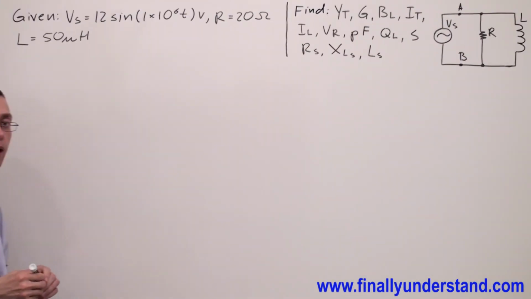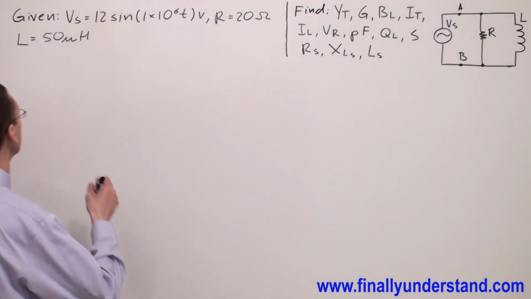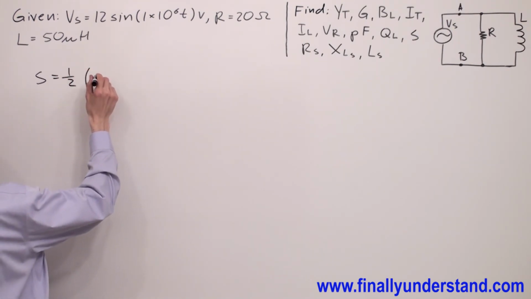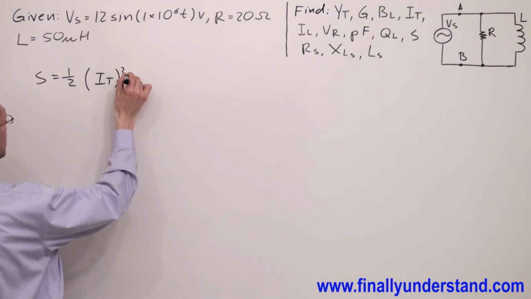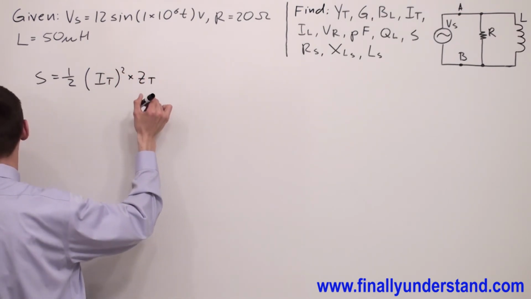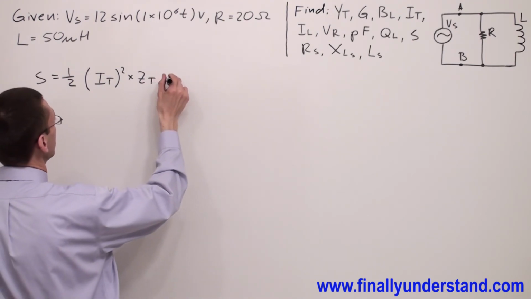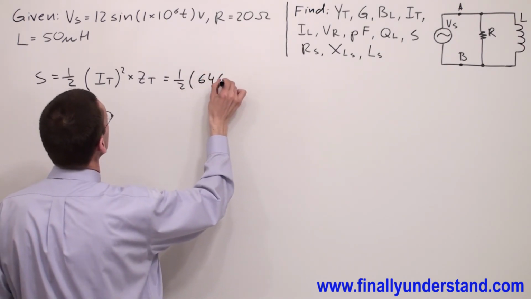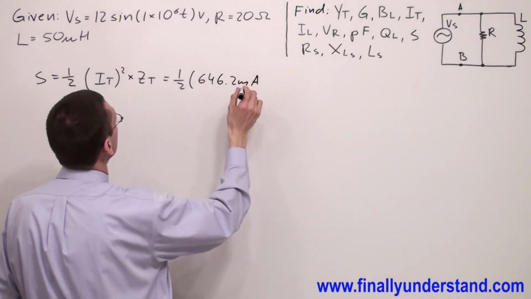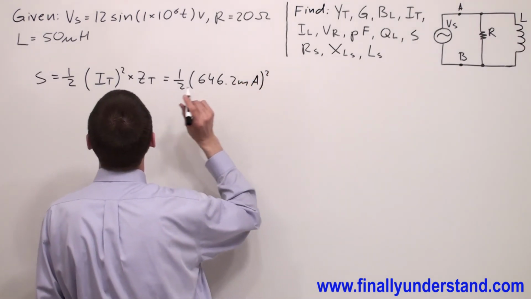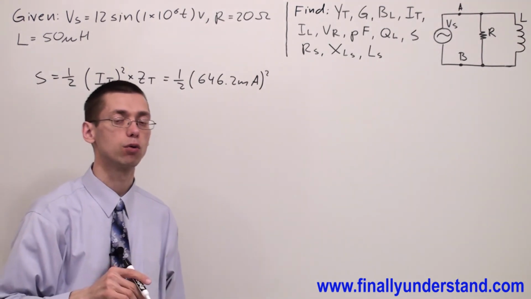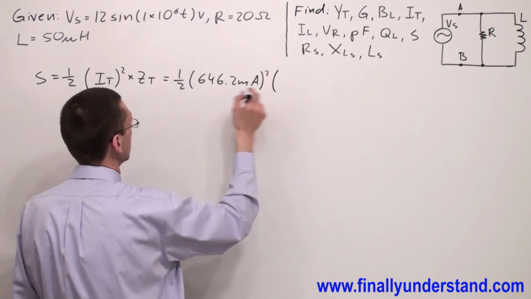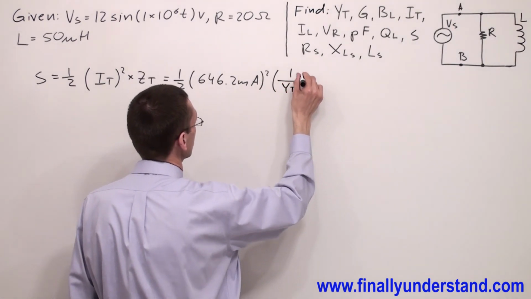Next, we are going to find the apparent power. Okay, so always write the formula first. S is equal to 1/2 I total square times Z total. Okay, now, so I have 1/2 I total is equal to 646.2 milliamps, okay, raised to the second power times Z total. But as you remember, we didn't calculate Z total, but we found Y total. So I'm supposed to simply write, instead of Z total, 1 over Y total.